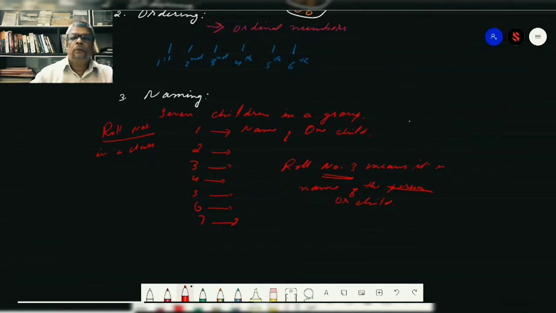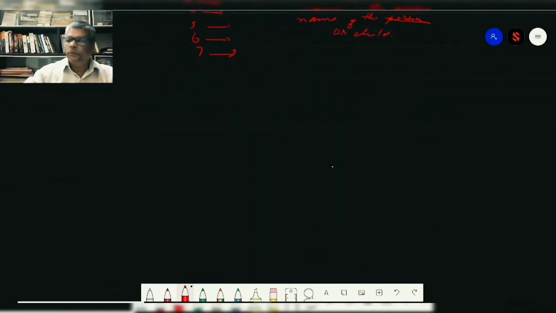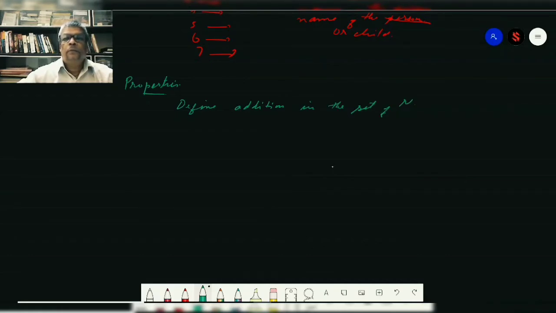Now, these natural numbers have some properties. You can define addition in the set of natural numbers. As I have told you earlier, this set of natural numbers is denoted like this.